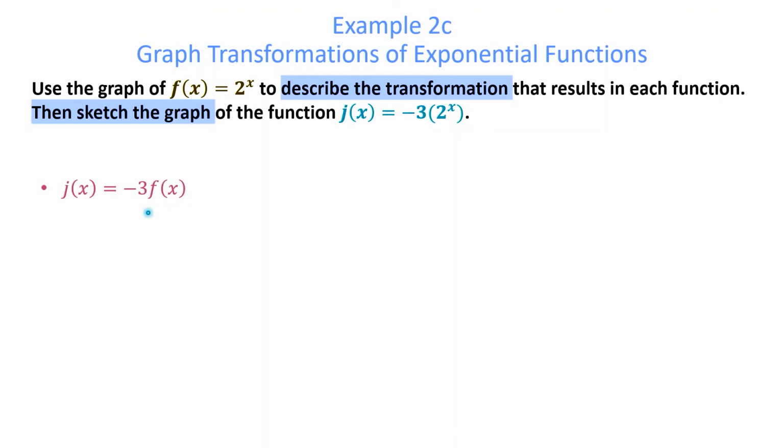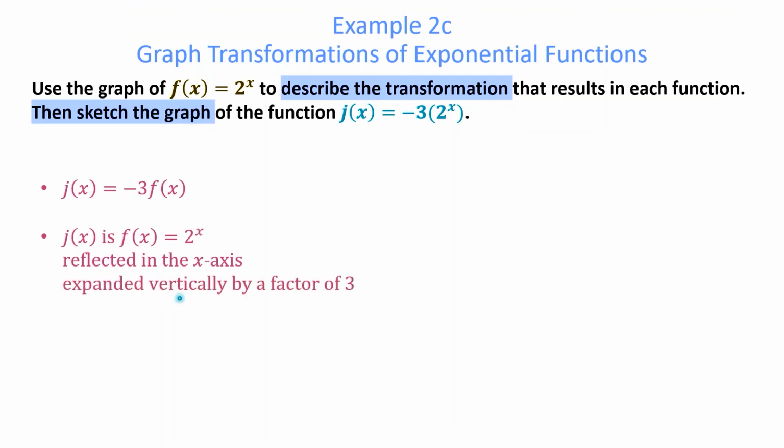So the graph of j of x is essentially the same as f of x equal to 2 to the power of x, except that it's reflected in the x-axis because we have a negative number here, and it's expanded vertically by a factor of 3.